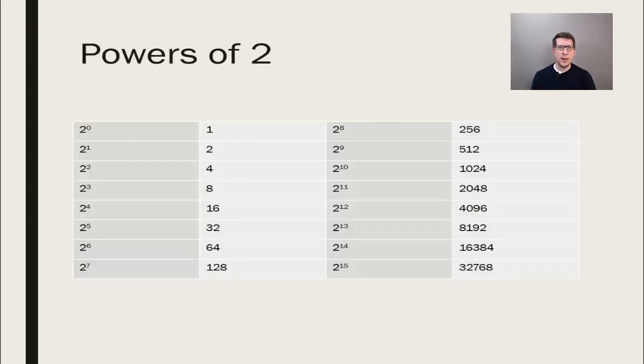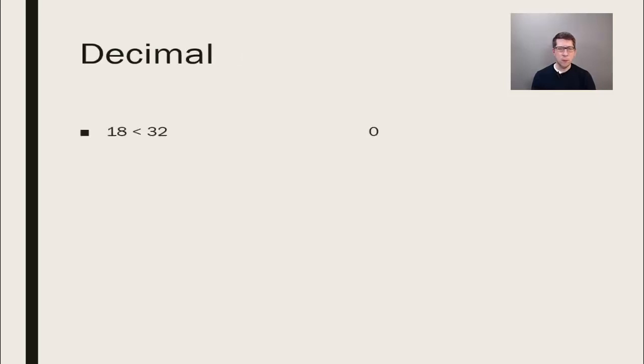Let's take the number 18. Looking at the two powers of 2 closest to 18, we have 32 and 16. 32 is bigger than 18, so we can't start with 2 to the 5th. 16 is less than 18, so that's where we'll start, 2 to the 4th. We write a 1 down, and then subtract 16 from 18, leaving 2.